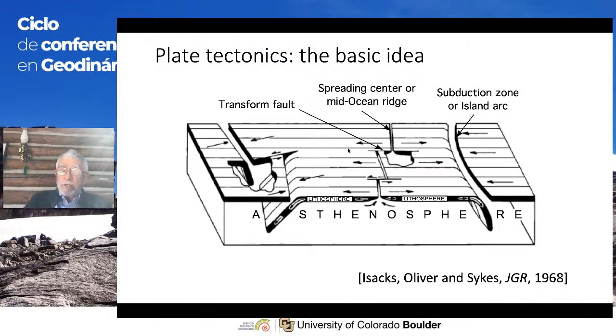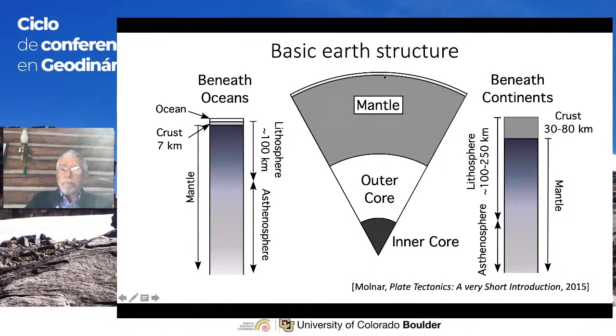But let me just back us up to a reminder. Basic Earth structure, there's a core. The inner core is solid, a very soft solid. The outer core is liquid, mostly iron. This is where we get our magnetic field. And that's the most I will say about the core for the next 10 weeks.